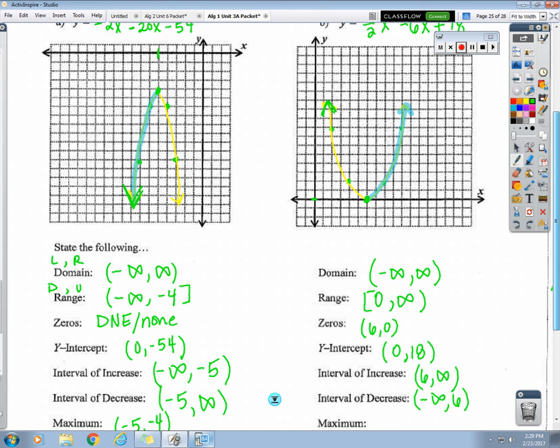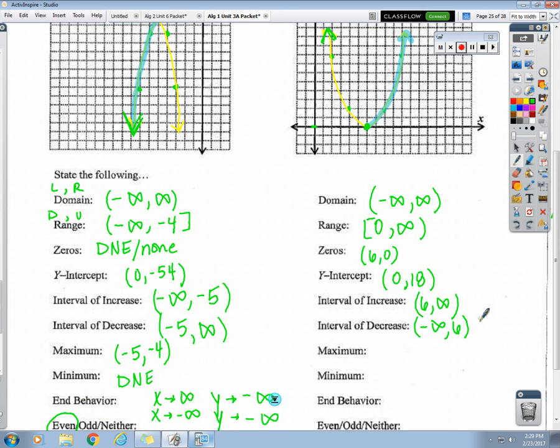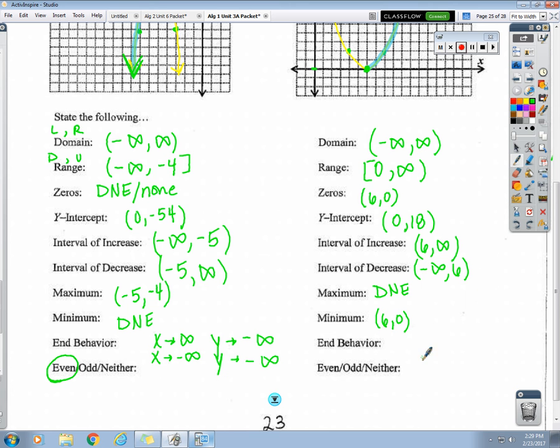Is there a max or a min for this one? A minimum. So no max, because it goes up forever. And where is that minimum? Right. It's the vertex and the x-intercept. They're all the same place. Okay, end behavior. No matter which way you go, right or left, your y values are all going to approach positive infinity. It goes up on both sides, so it's even.